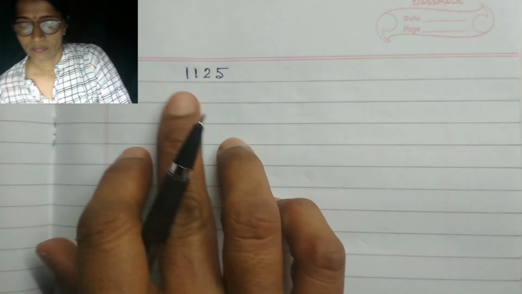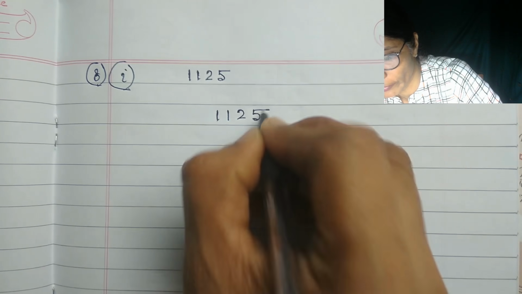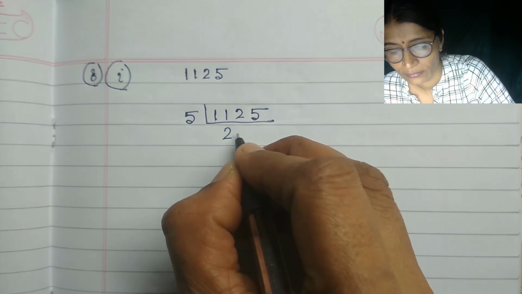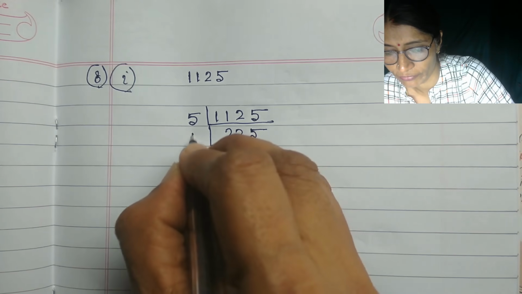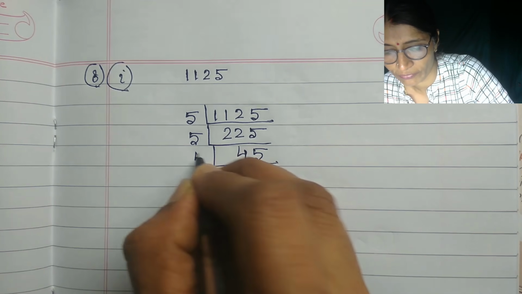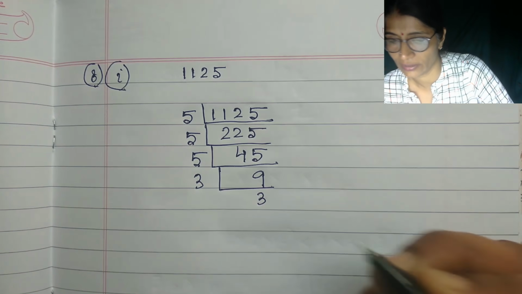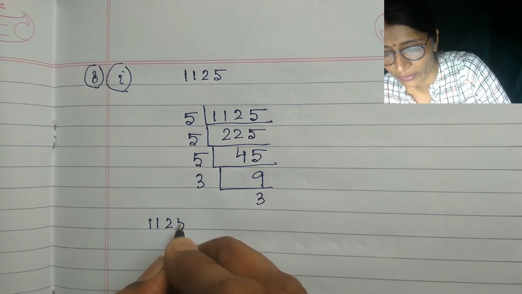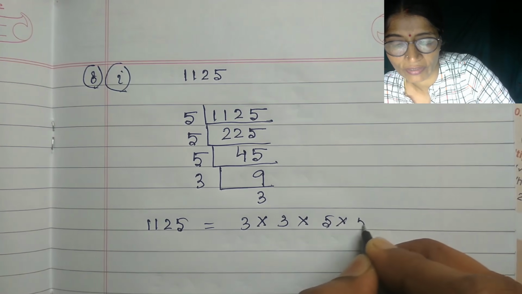Okay, so what I will do, 1125. 5 twos are 10, then 1 is there. 5 twos are 10, 5 fives are 25. The next, 5 fours are 20, 5 fives are 25. Then 3 threes are 9, 3 threes are 9. So what happens here: 1125 is equal to 3 into 3 into 5 into 5 into 5.